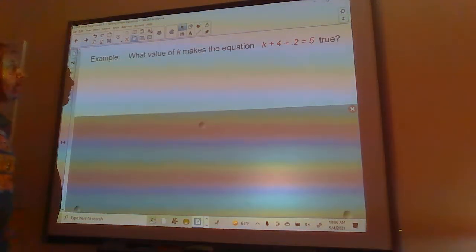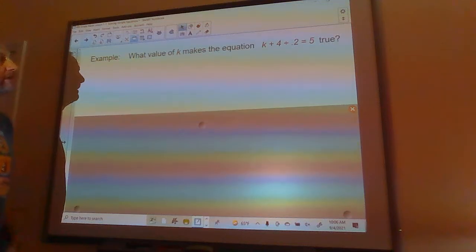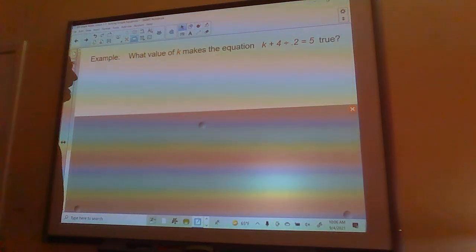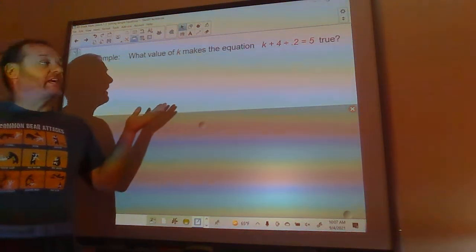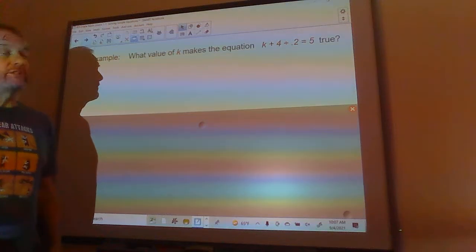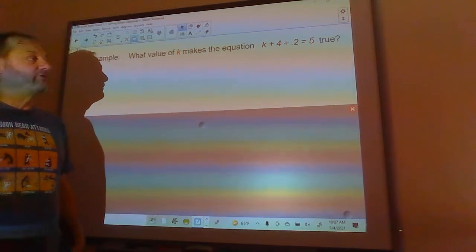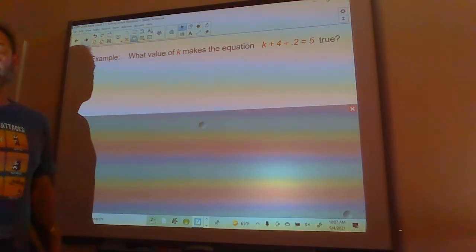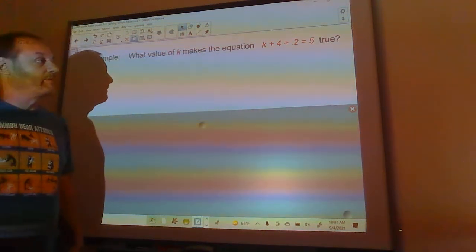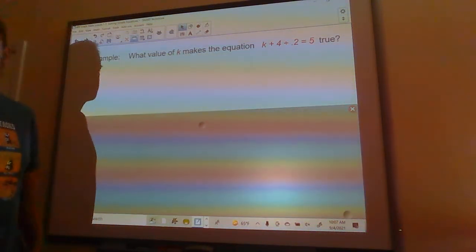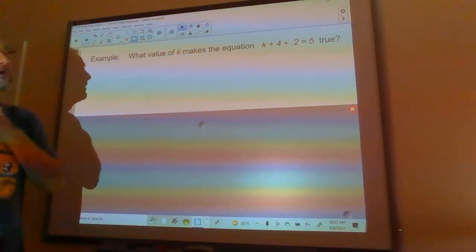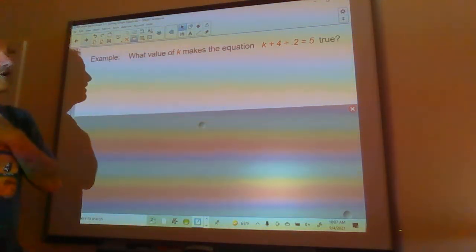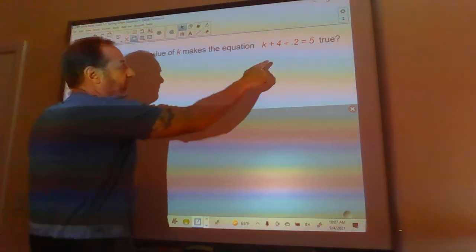All right. What value of k makes the equation k plus 4 divided by 0.2 equal to 5 true? All right, so this is just another way of saying, hey, how do you solve for k in this problem? But you also have to do your order of operations on this thing. Okay, you got to remember your PEMDAS. Parentheses first, there's no parentheses. Exponents second, there's no exponents. Multiplication, division third. Oh, now here we have division.